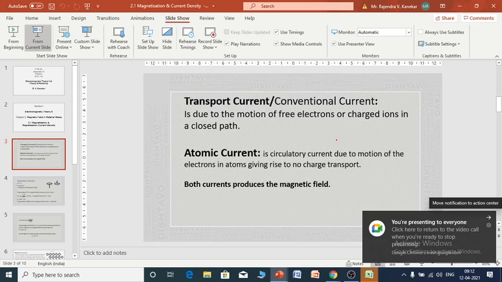So one thing is the transport current flowing through the wire. Another is the atomic current, because of the circulation in the atom. And the third is the magnetization current. The magnetization current is the equivalent current flowing in the material, equivalent to that flowing in a wire. Next, we have to show that this magnetization current density is equal to the curl of the magnetization.